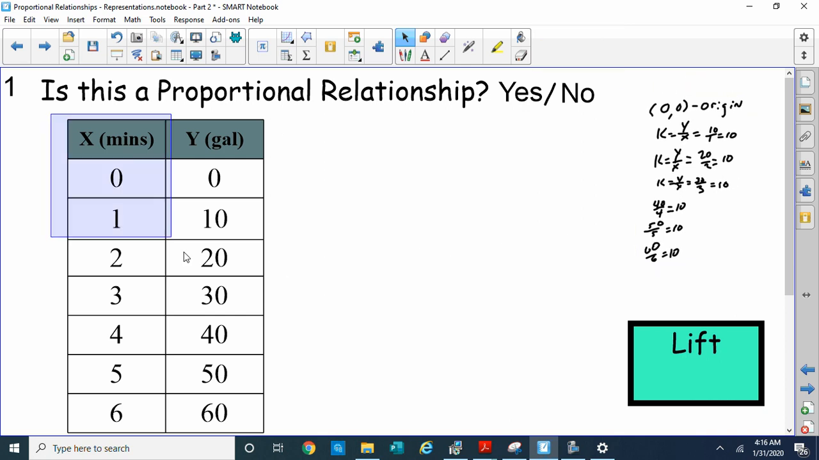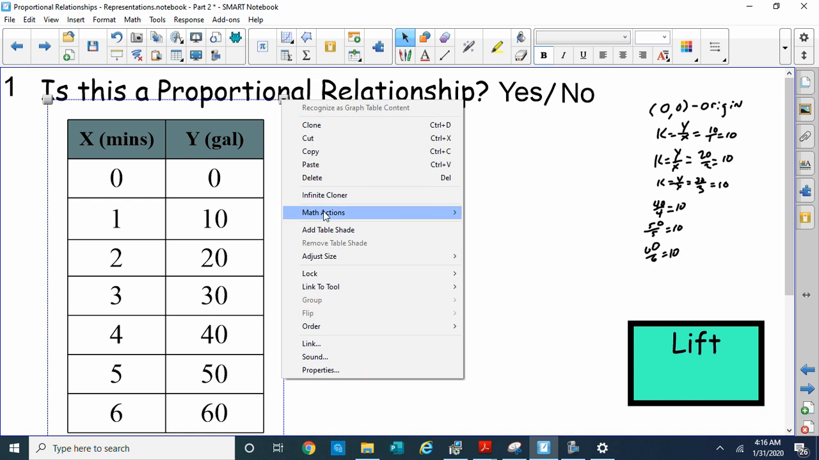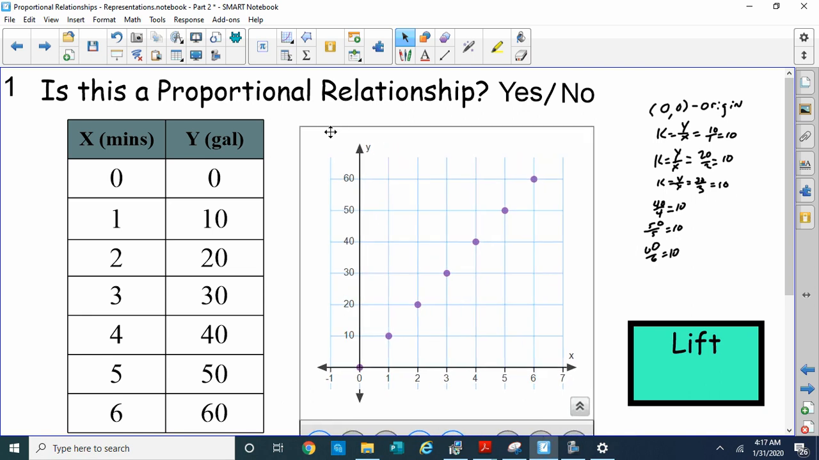So I'm going to do a little magic here with my smartboard software, and I'm going to click on this arrow and do what's called math actions. I'm going to generate a graph from that. Here is my table that I just generated, and it plotted those points. There's the 0, 0 point, 110, 220, 330, 440, 550, 660.